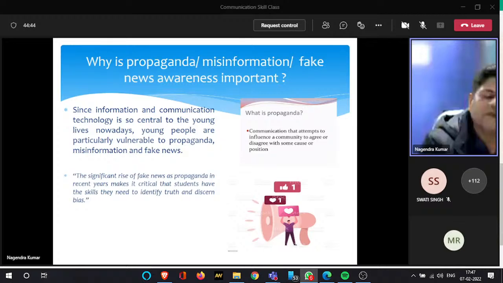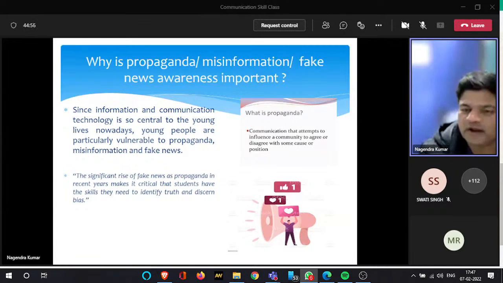So the significant rise of fake news as propaganda in recent years makes it critical that students have the skills they need to identify truth and discern bias. And what is propaganda? A communication that attempts to influence a community to agree or disagree with some cause or position. So nowadays the country is going to polls, especially I'm talking with reference to Uttarakhand.